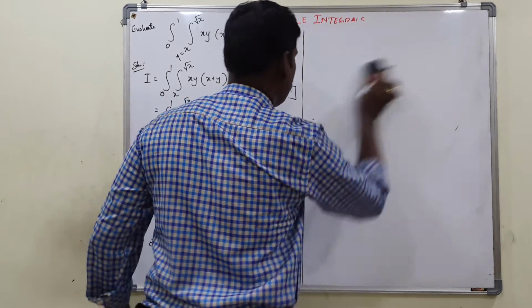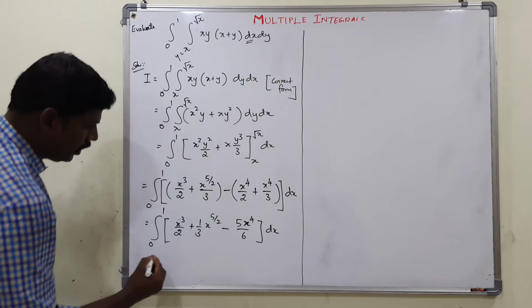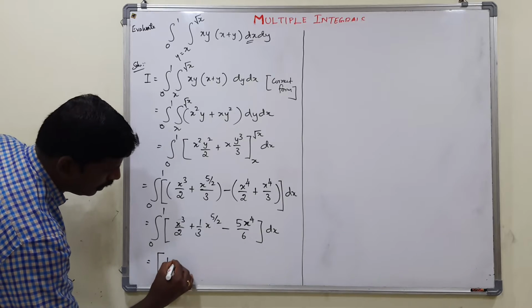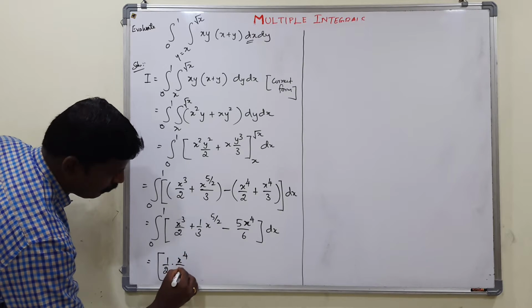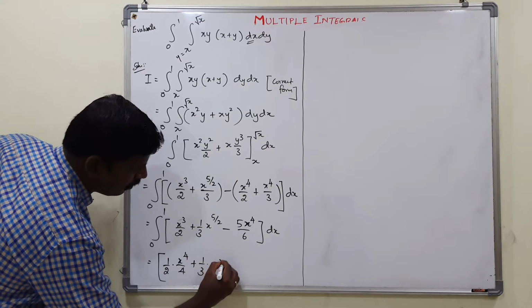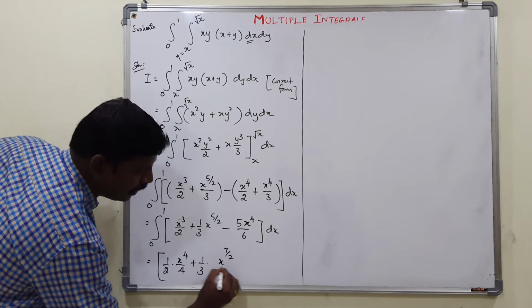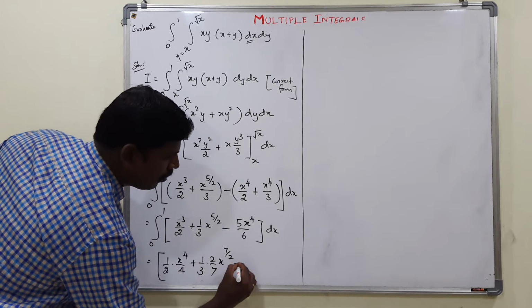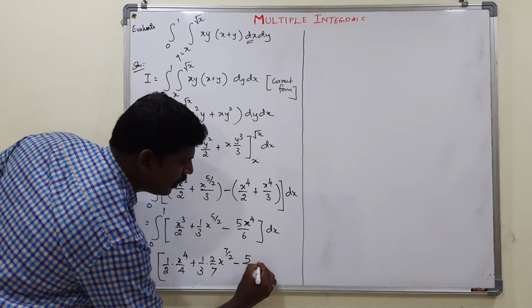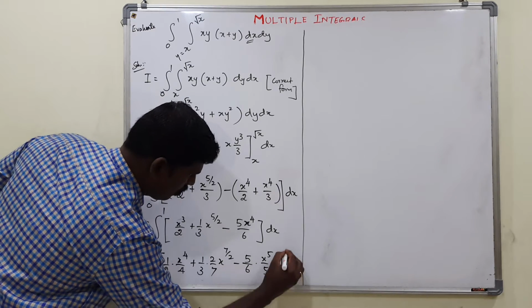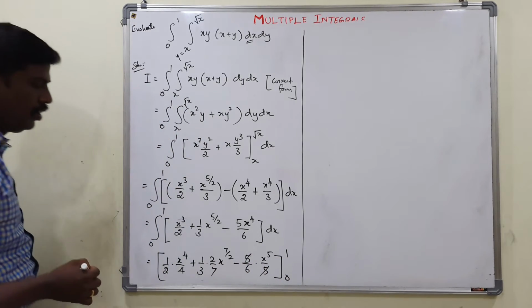How to integrate it? Integrate with respect to x. So what you will get? 1 by 2 into x power 4 by 4, plus 1 by 3 into x power 5 by 2 becomes x power 7 by 2 divided by 7 by 2, that becomes 2 by 7, minus 5 by 6 into x power 5 by 5. Limit from 0 to 1. We can cancel both of the 5s.